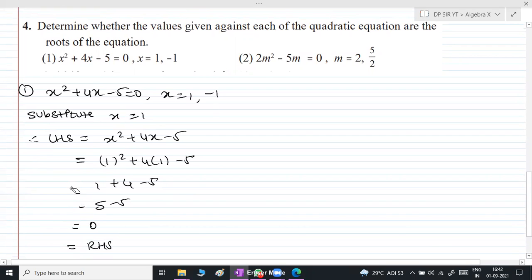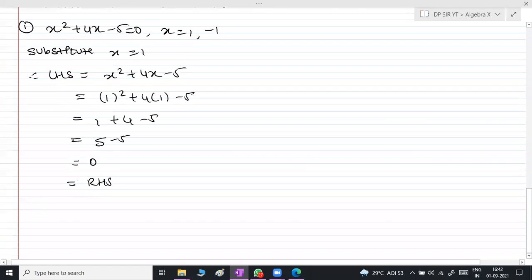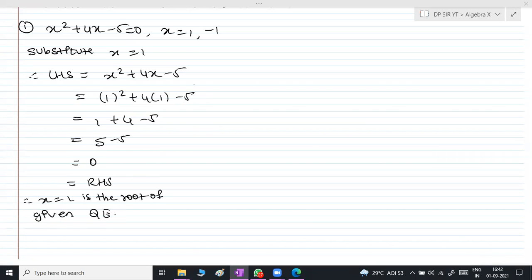Okay, let all this equal to be in a good line. Equal to RHS. Therefore, LHS is equal to RHS, and x is equal to 1 is the root of the given quadratic equation. Therefore, you need to write x is equal to 1 is the root of the given quadratic equation. On the other hand, they have given one more value, that is minus 1. So we need to check this for minus 1 also.